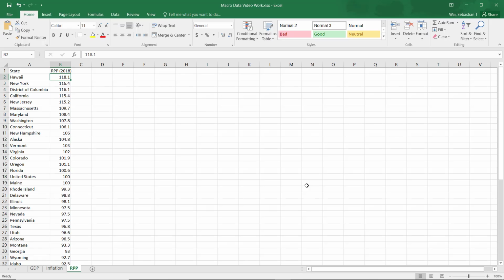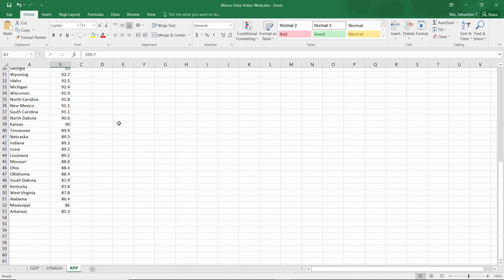In our Excel file, I've included the RPPs from 2018 for all 50 states and the District of Columbia. I've sorted them in descending order so we can look at the most expensive states to live in, which are Hawaii at 118 and New York at 116. Right here in the middle, we see the United States at 100. So this means that all the states above that have a higher cost of living than the country as a whole. Making that comparison, we can see that Hawaii has about an 18% higher cost of living than the national average. Looking at a few other states, we can see that Massachusetts has about a 10% higher cost of living than the country as a whole.